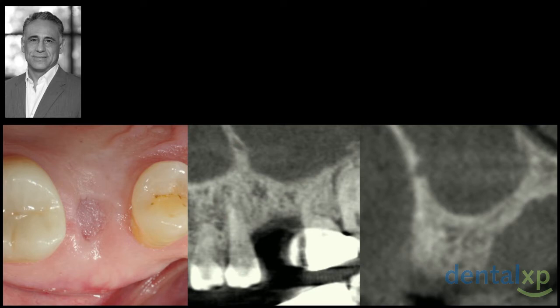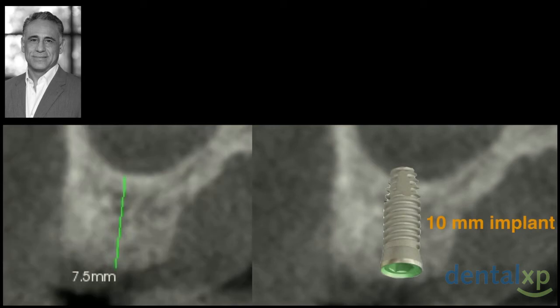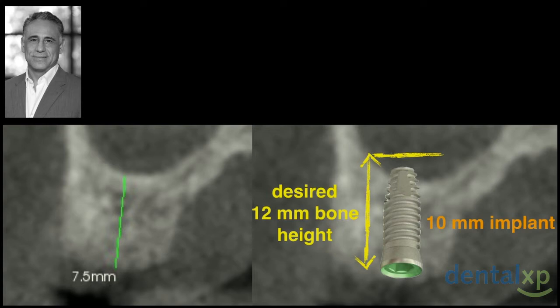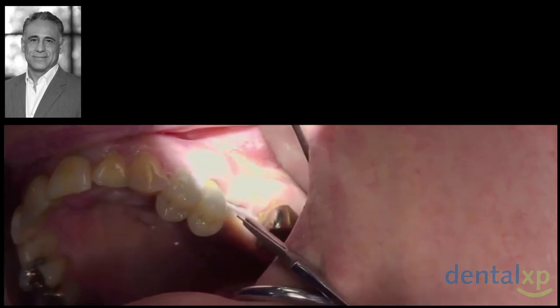Here's an example of a patient which presents about 7.5 millimeters of height of bone, and my plan is to put a 10 millimeter wide diameter implant, in which case I would need about 4.5 millimeters of additional bone, because I want 2 millimeters of bone in excess apical to my implant. So we need about almost 4.5.